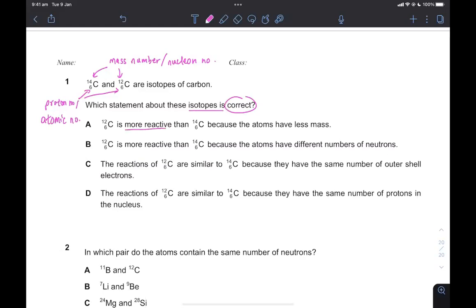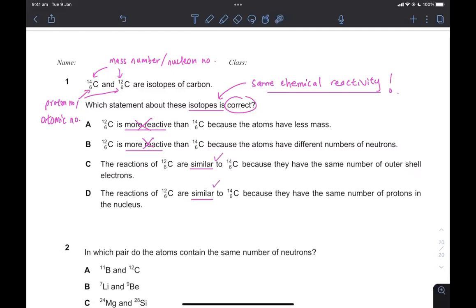It says more reactive. But what do we know about isotopes? Same chemical reactivity. That is today's lesson, same chemical reactivity. So it behaves the same way. So more reactive is definitely wrong. So the reactions are similar, that is correct. That means same chemical reactivity.